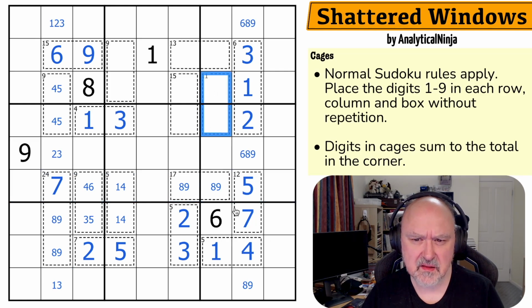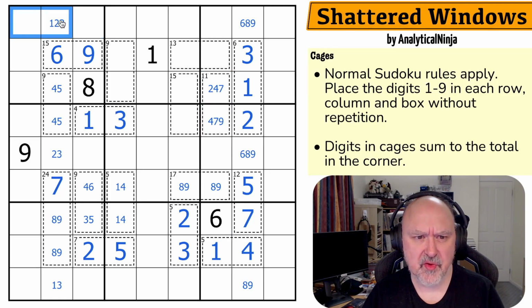Maybe, is it this 11? How do I make this 11? 9, 2 would work, but only in a very particular order. 8, 3 would work. No, I can't do 8, 3 because I can't put 3 in either of those cells. 7, 4. Actually, that could work, I think. And 5, 6 doesn't work. So they're the only possibilities there.